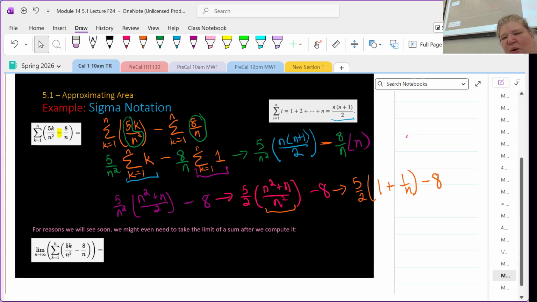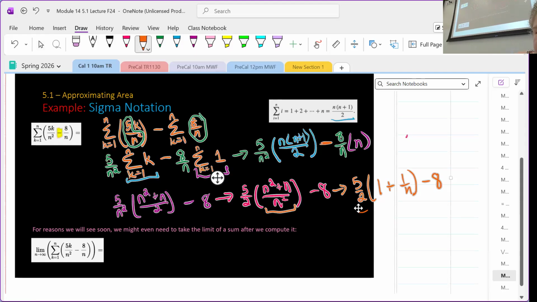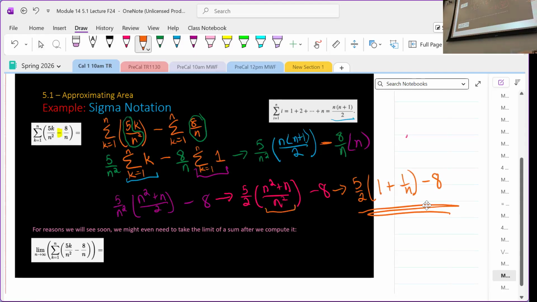Now, the only reason I went those extra steps is because I'm going to apply the limit as n goes to infinity to this. And if I do it to this end result here, the limit will actually work. I can actually apply it and get an end result and not just a weird infinity.